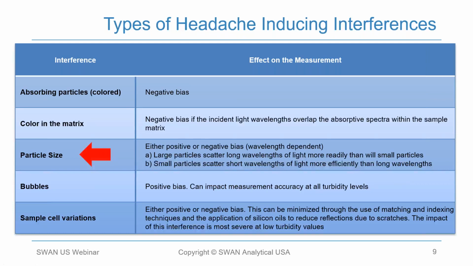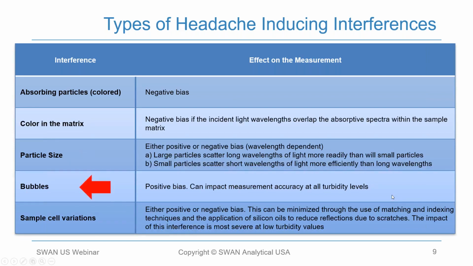Now, particle size can cause either a positive or negative bias. It's wavelength dependent. Larger particles, remember we talked about that samples have smaller and larger particles. Larger particles scatter long wavelengths of light more readily than small particles do. Small particles scatter short wavelengths of light more efficiently than long wavelengths. Now again, that's accounted for by the use of the 90-degree angle by all manufacturers.